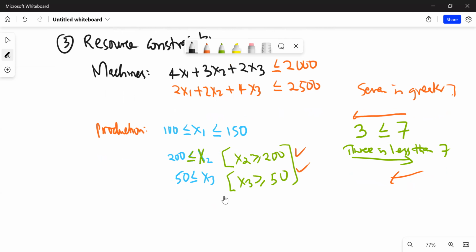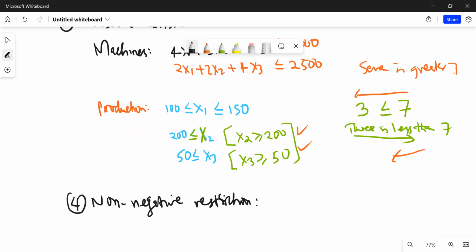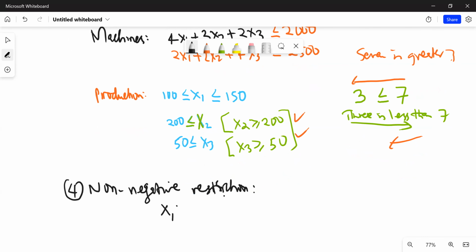So those are the resource constraints. Then lastly, but not the least, is the non-negative restriction. This requires that the decision variables must be non-negative. Non-negative means that they are either 0 or positive numbers. You say x1 is greater or equal to 0, x2 is greater or equal to 0, and x3 is greater or equal to 0. That's what we call the non-negative restriction.